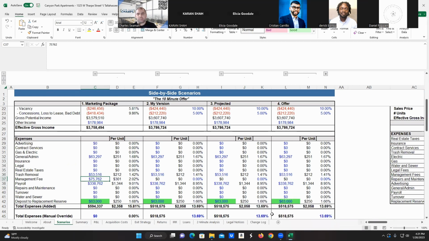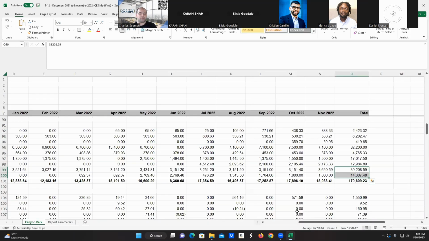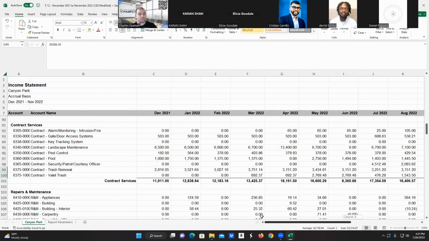Now, keep in mind, guys, if you were using a different underwriting tool and they didn't have a separate line item for trash, you could actually put that with contract services. I've seen people put it with utilities also. I personally don't consider trash a utility, but to each their own. So it'll depend on the tool you're using and what options you have there.